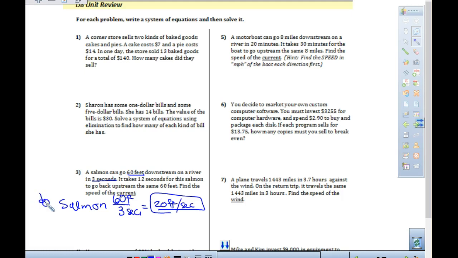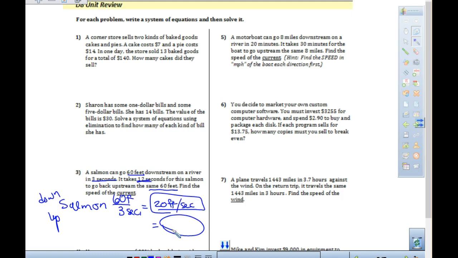So this is going downstream. Then you need to find the upstream when they're going. You're going the same 60 feet, but now it takes you 20. So you need to find this speed. You need the speeds in number 3, just like you needed in one of the story problems on D6 in order to solve it, okay?